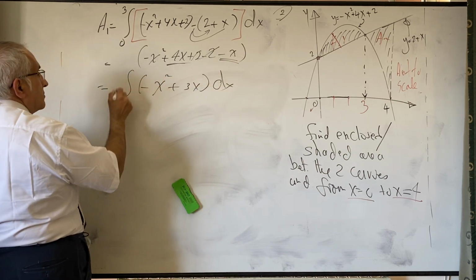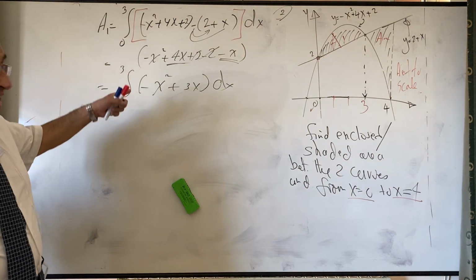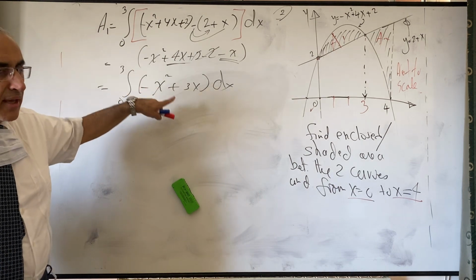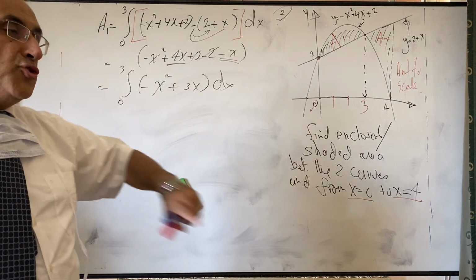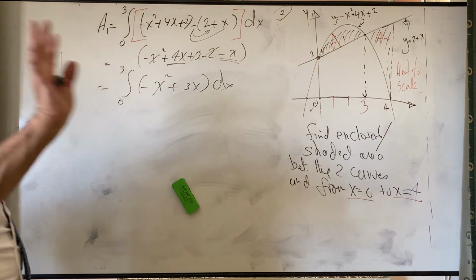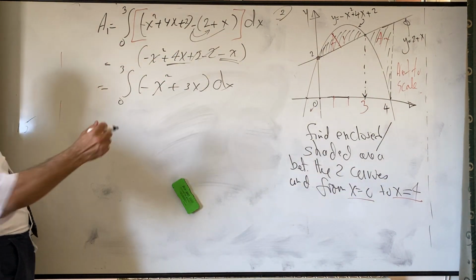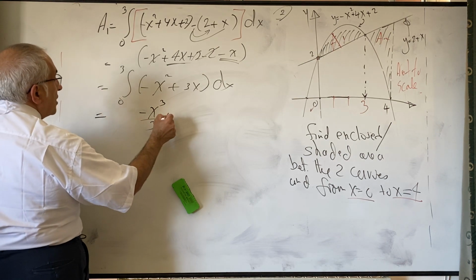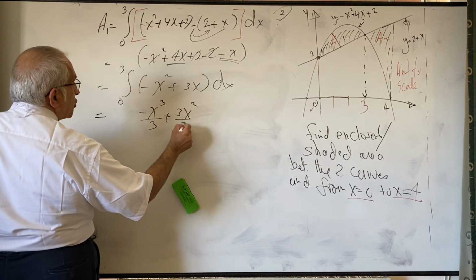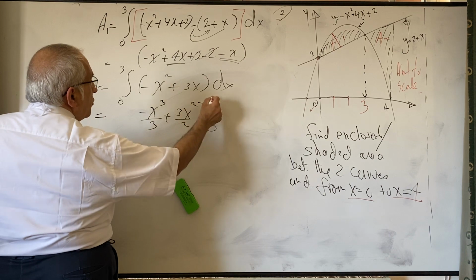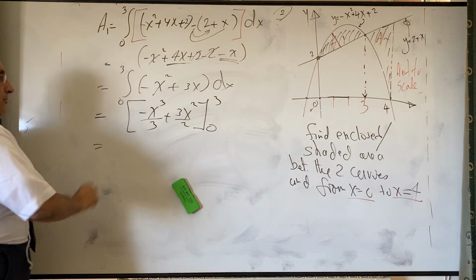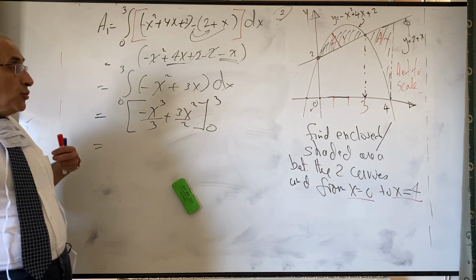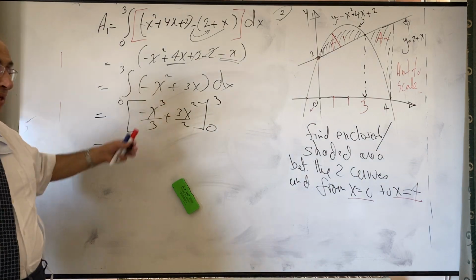I am ready. Ready for what? To integrate. I have to show the working out. You can use a calculator to check your work, but you can't use a calculator to give me the answer. That will be like taking a couple of marks out of 10. Minus x cubed over 3 plus 3x squared over 2, evaluated from 0 to 3. Now, we substitute the 3 first, minus the 0 second.